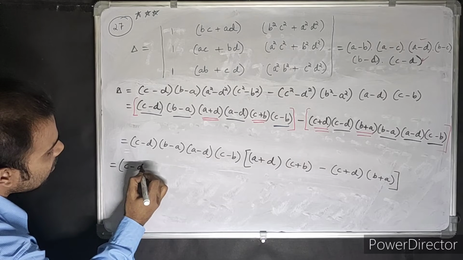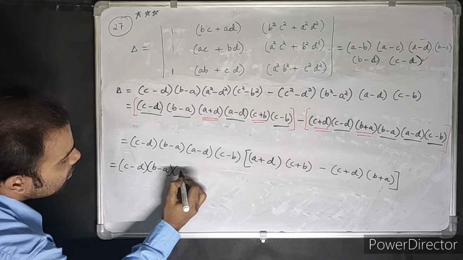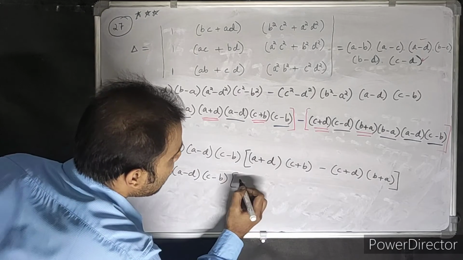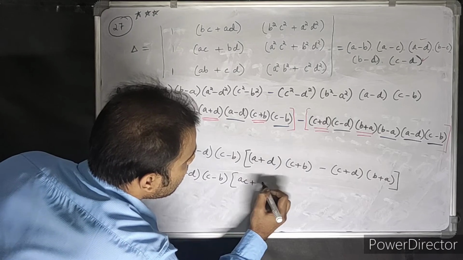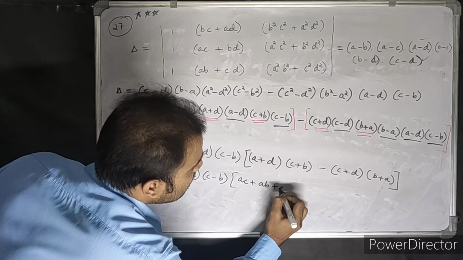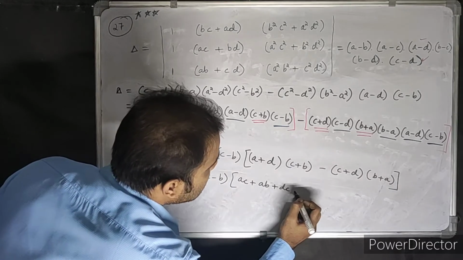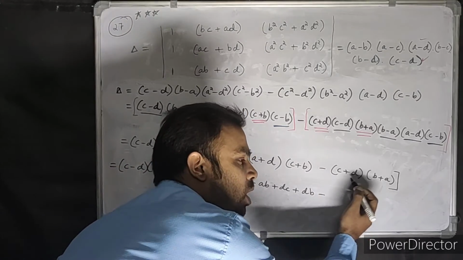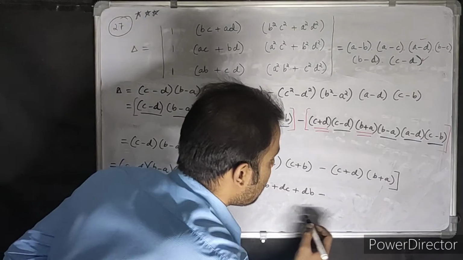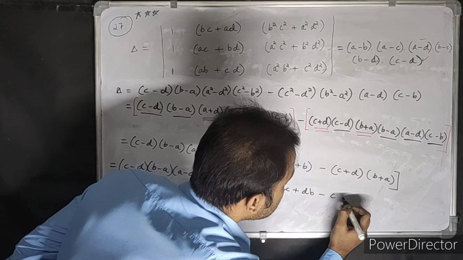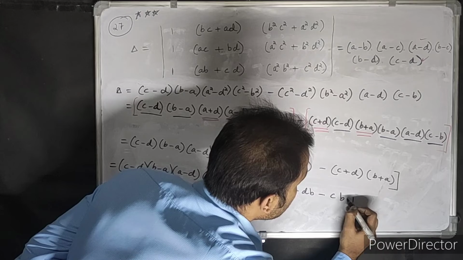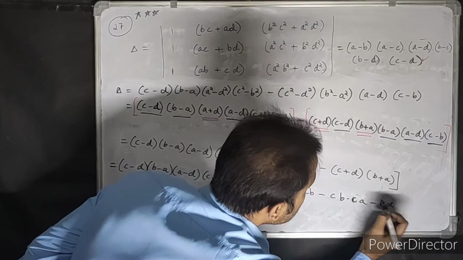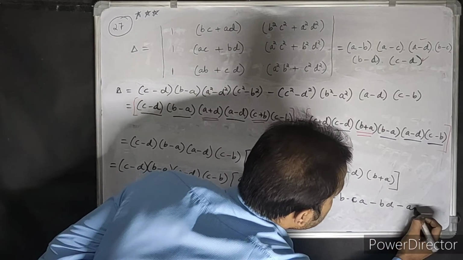Okay, now this is c minus d. This is b minus a. This is a minus d. Okay, and this is c minus b. Now this is multiplied: AC plus AB plus DC, plus DB, minus all. If you don't put a bracket, all are going to be positive. But if you put a bracket, all are going to be negative. So CB, then CA, minus CA, all negative, minus CA minus BD minus AD.